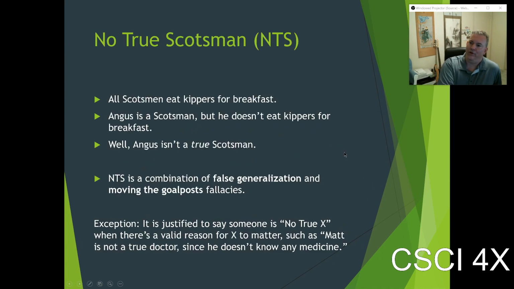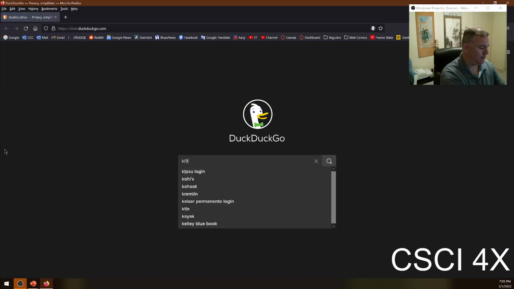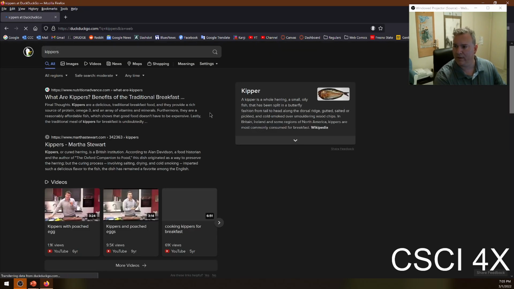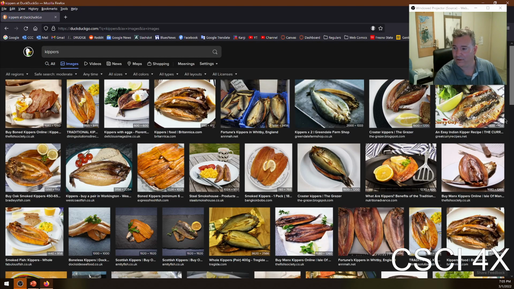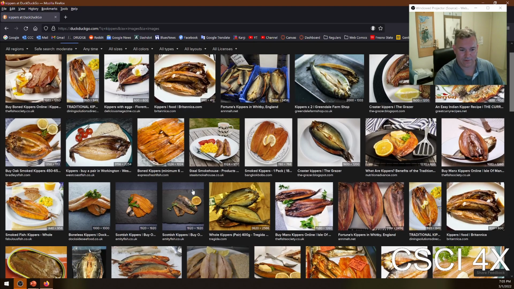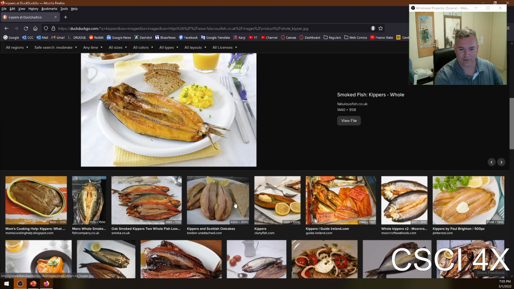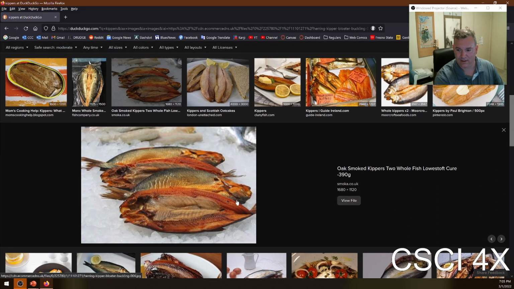A related fallacy is called no true Scotsman. No true Scotsman is like half moving goalpost, half false generalization. The classic no true Scotsman story goes like this. A person makes a claim: all Scotsmen eat kippers for breakfast. Kippers are actually surprisingly delicious. They're a type of salted fish. The last time I was in Scotland, I had them, and they don't look good, but they're actually pretty amazing. They're like a flat salted fish, and they're actually really good.